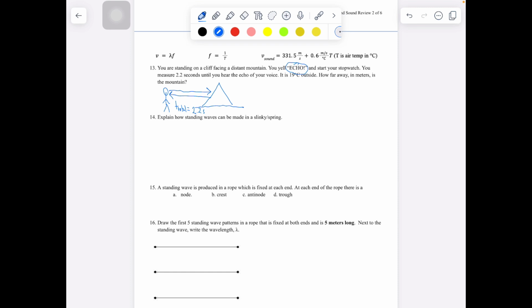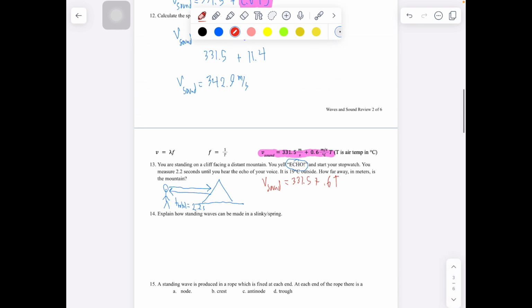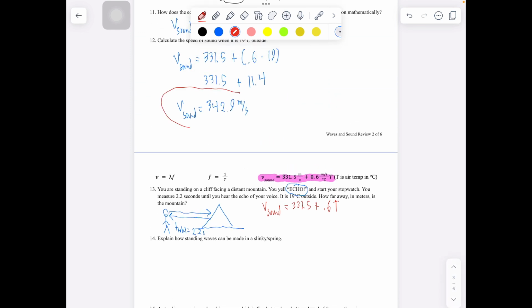We know the temperature. Because we know the temperature, we can calculate how fast sound is. We're just going to use our equation right up here like we did earlier and say that that speed of sound is 331.5 plus 0.6 times the temperature. If we plug in that temperature of 19 degrees, like we did right up here, we're going to get this same velocity. So the speed of sound is 342.9 meters per second. Now we have a speed of sound, we have a time.